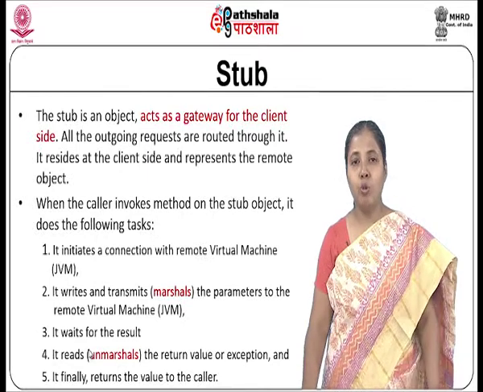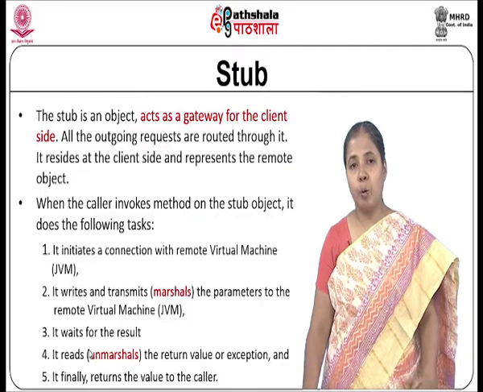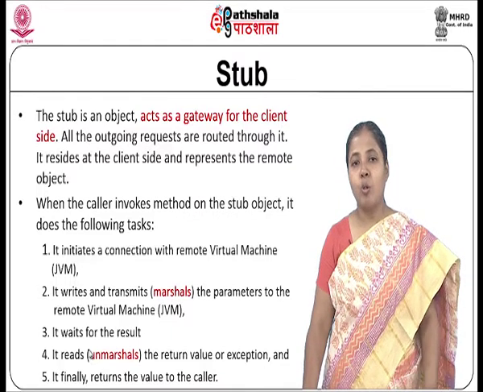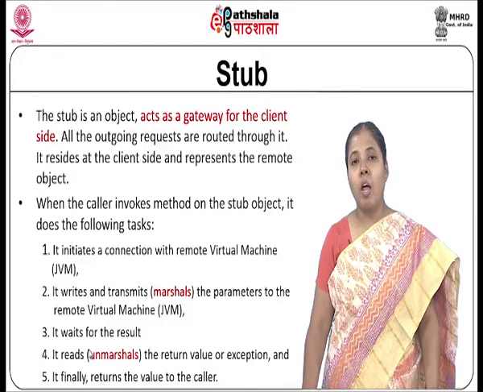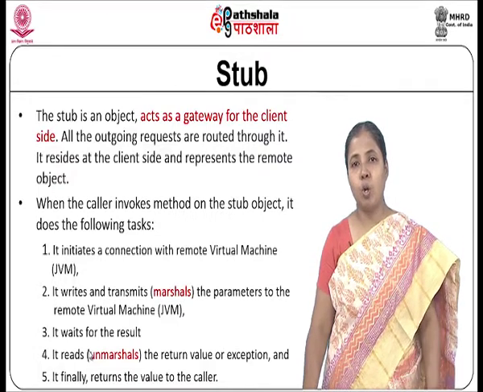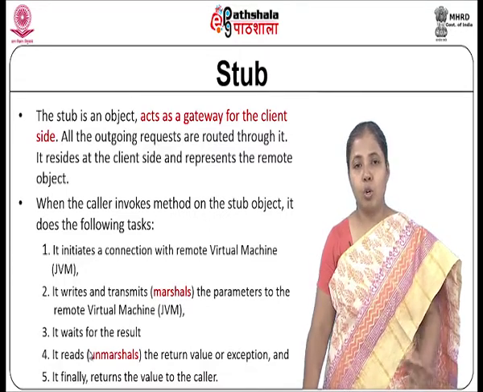So in detail, if you look into what a stub is. A stub is an object which actually provides a gateway for the client. So through this the client would be interacting with the remote object. All the outgoing requests from the client would be routed through this stub, and the stub would reside at the client side and it would always represent the remote object. So for every remote object we need to have a stub in the client side that would act as an interface, or a handle to connect to the remote object.